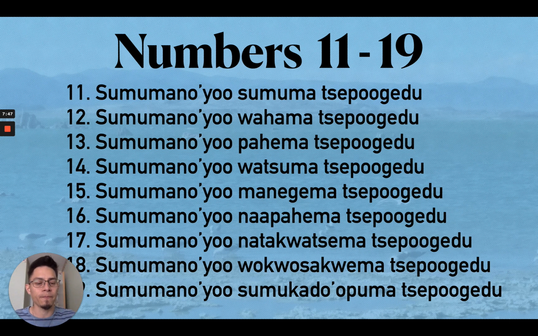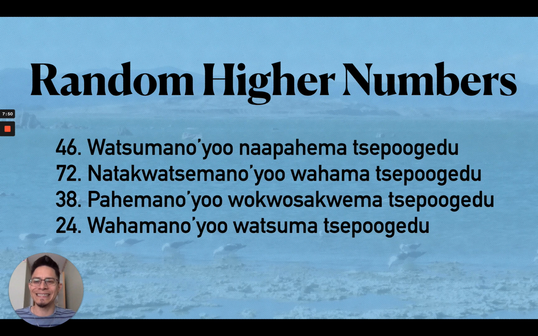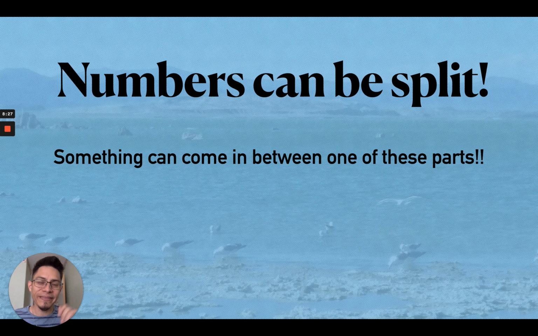semekarupamatsipugida. And some random higher numbers just for funsies. 46. Watsemanoyu, napahimatsipugida. 72. Natakotsimanoyu, wahamatsipugida. And believe it or not, 38 is my age, is Bahimanoyu wokosukimatsipugida. And 24, Wahamanoyu watsumatsipugida. And again, you're just taking the big number, like the last one, Wahamanoyu 20. Watsumatsipugida means with 4 added. 20 with 4 added.